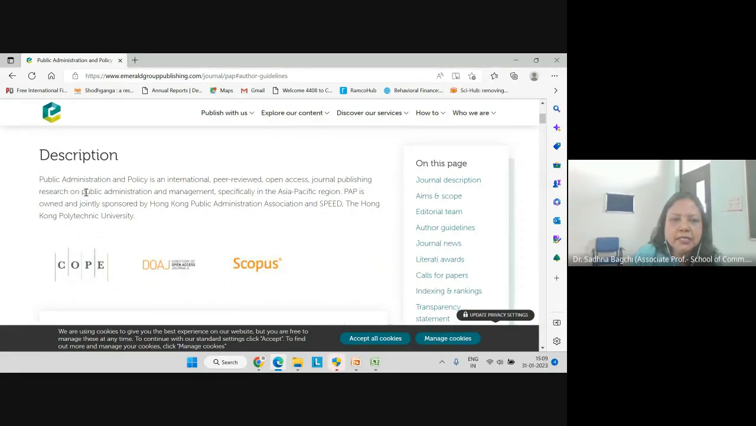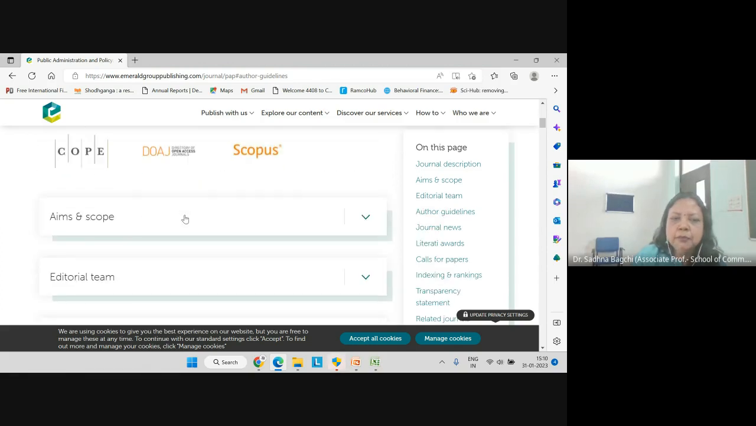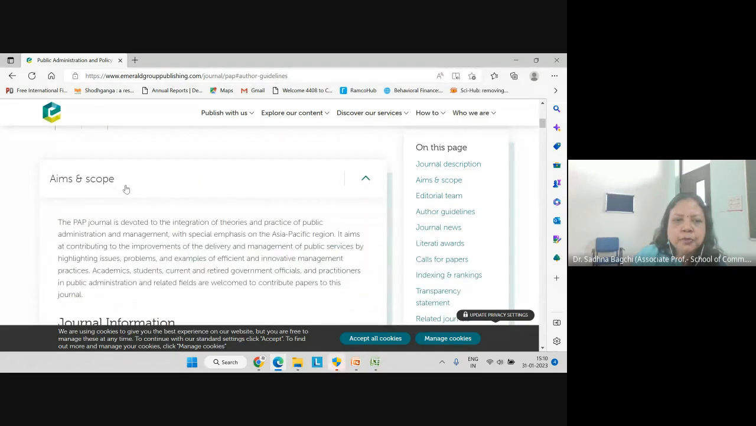What is the area they are dealing with? Basically public administration and management, especially in Asia. So if your paper falls in this category, public administration and management, you can approach this journal. I'm just showing how to approach and select a journal. If your paper fulfils the scope of the journal, then you can approach it. Now come to the scope of the journal.